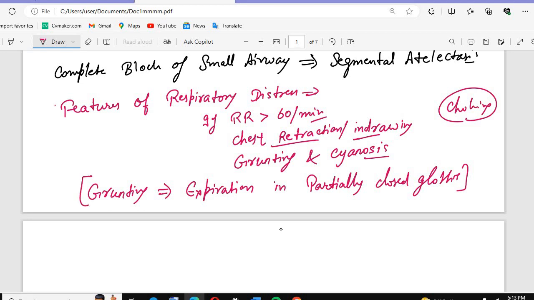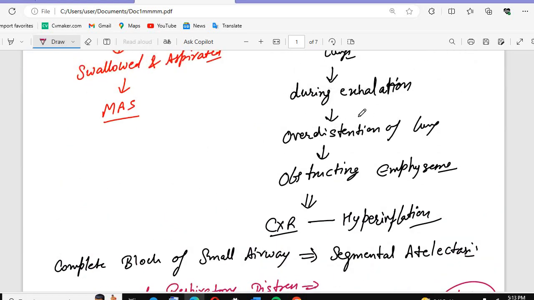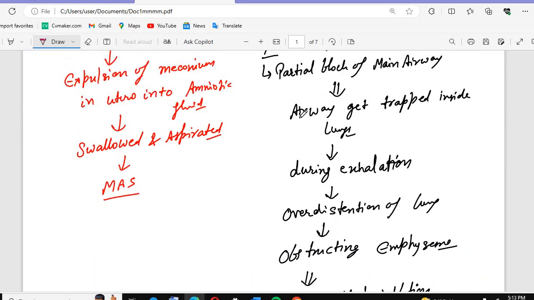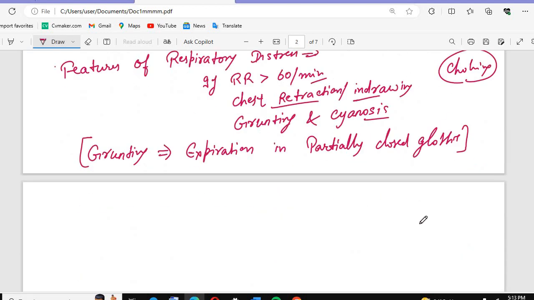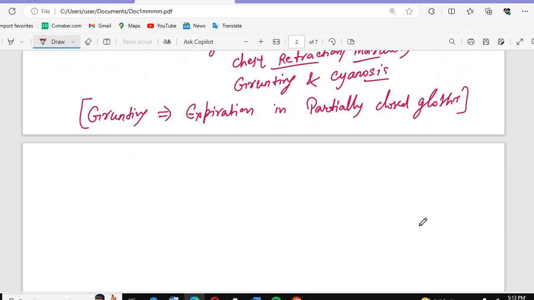So grunting means any sound or whistling-type sound that is produced during expiration in case of a partially closed glottis or any obstruction. So grunting sounds can be produced. And the cyanosis, because there is accumulation of more carbon dioxide in our lungs. Here we are seeing over-distension of the lungs, the air will get trapped, and that will lead to cyanosis in this baby. I hope this is clear.